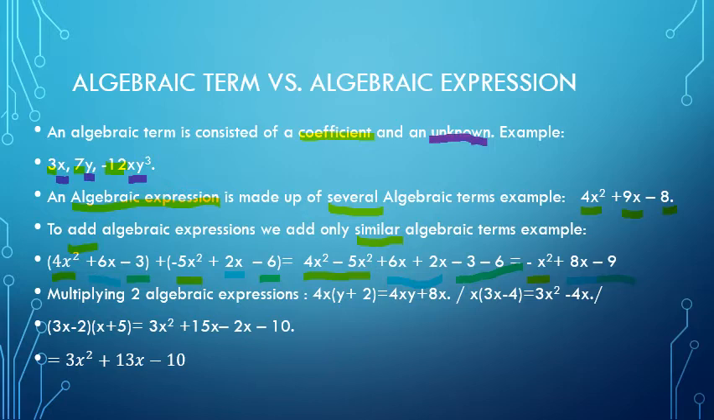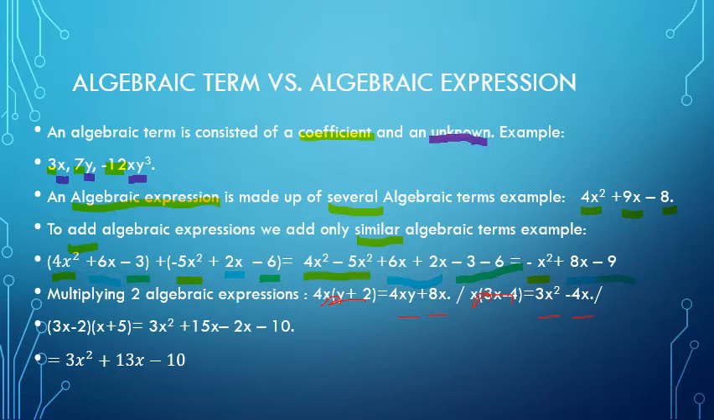Multiplying two algebraic expressions. To multiply two algebraic expressions, we have to multiply the first term by the first term. So we have 4x times y, we get 4xy, and we multiply the first term with the second, which is 4x times 2, it is 8x. Another example, x times 3x, it is 3x squared. x times minus 4, it is minus 4x.